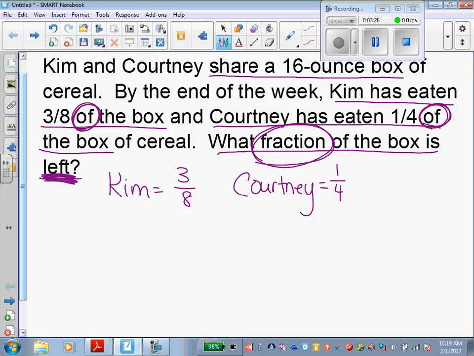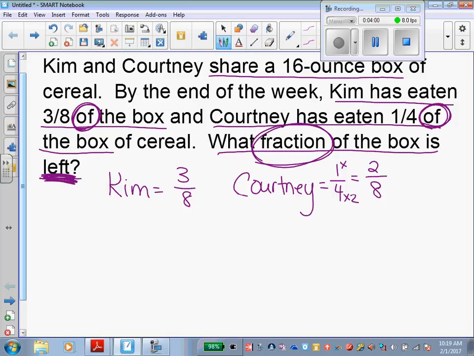If I make 1/4 equivalent to something over 8, what can I do to this 4 to get to 8? Okay, Ella, multiply by 2. Whatever you do to your denominator, you have to do to your numerator. So 1 times 2 is what? 2. Okay. So Kim ate 3/8. Courtney ate 2/8.